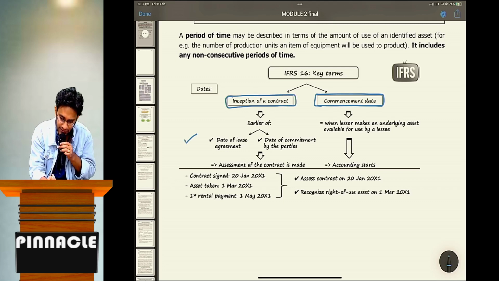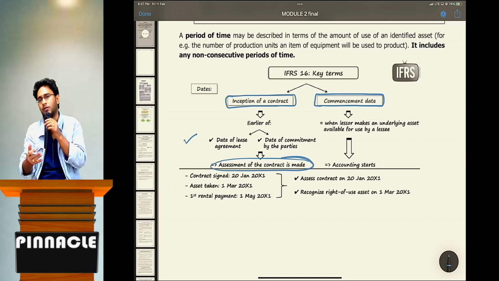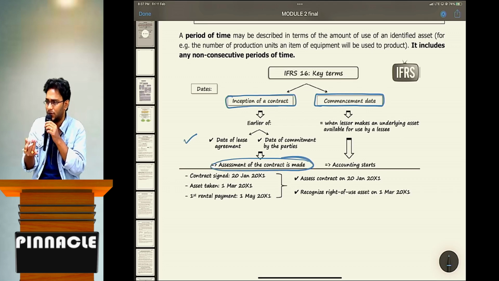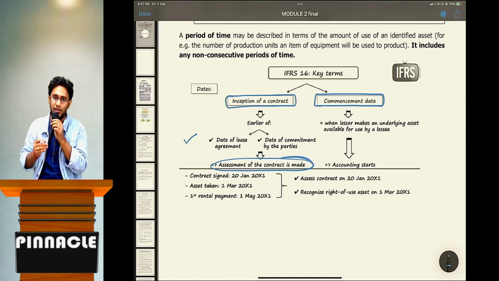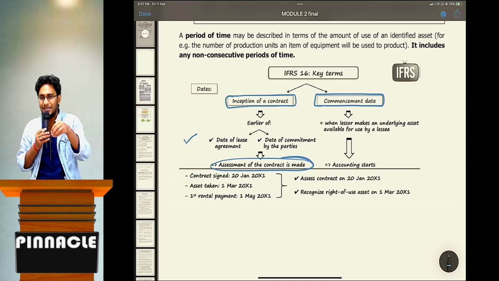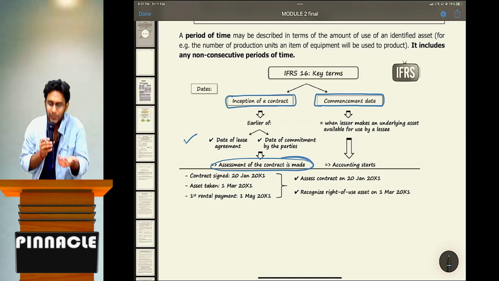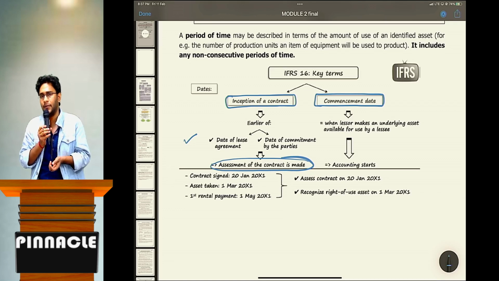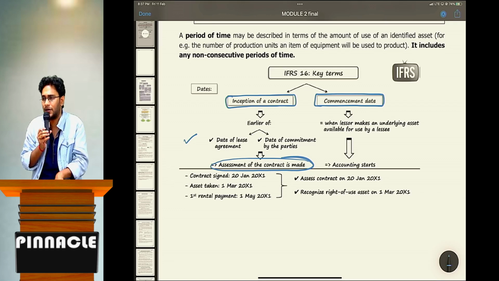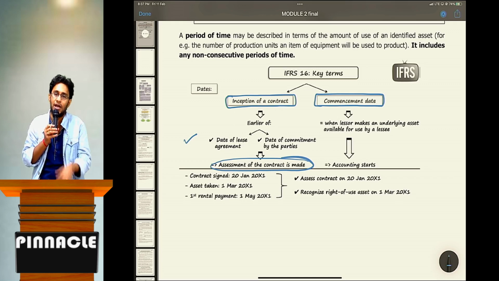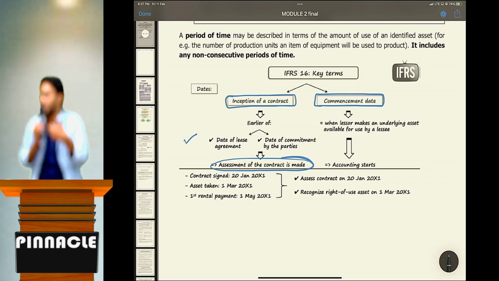The purpose of the inception date is that the assessment of the contract is made. Assessment means we understand the contract and see whether a lease is there or not. But what is commencement? Commencement means that date where the lessor gives control over the asset to the lessee. Sometimes both can happen on the same day also, but both need not happen together. For example, you and me enter into a contract on 1st January, sir, but you will give the asset to me only from 1st April. The contract is entered today, but I will get control of the asset only from 1st April.